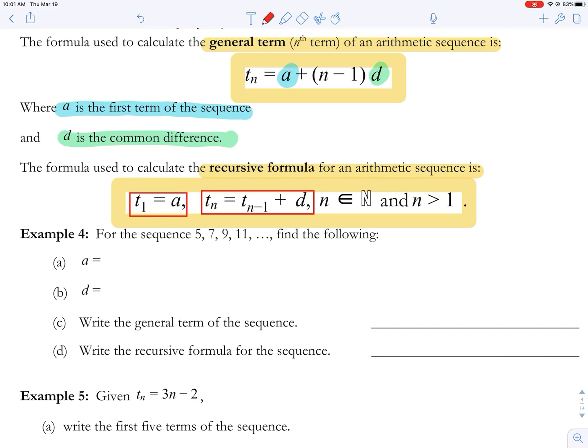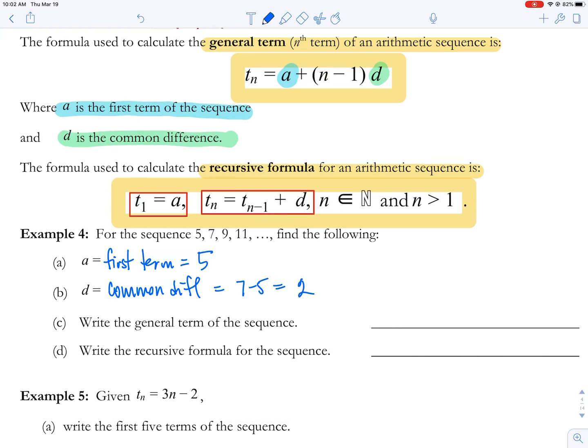So with these two formulas in mind, the next one says, for the sequence 5, 7, 9, 11, and so on, find the following. a is our first term. You don't have to write that, but a is our first term. So in 5, 7, 9, 11, our first term is 5. d is the common difference. So it'd be 7 minus 5, which is 2.